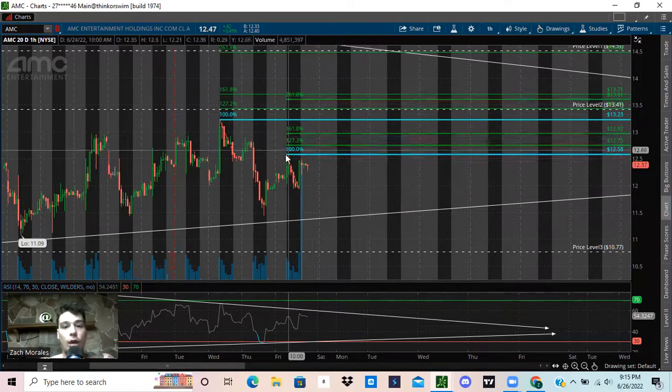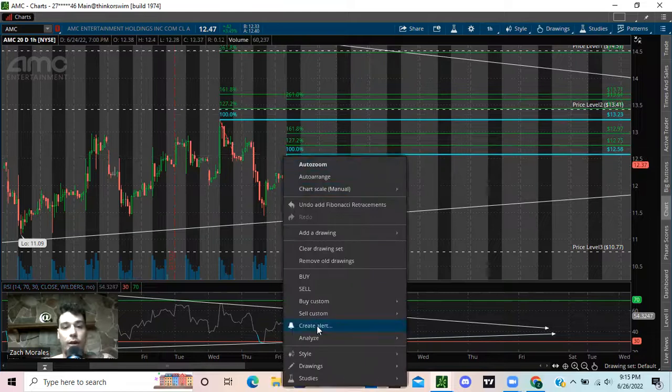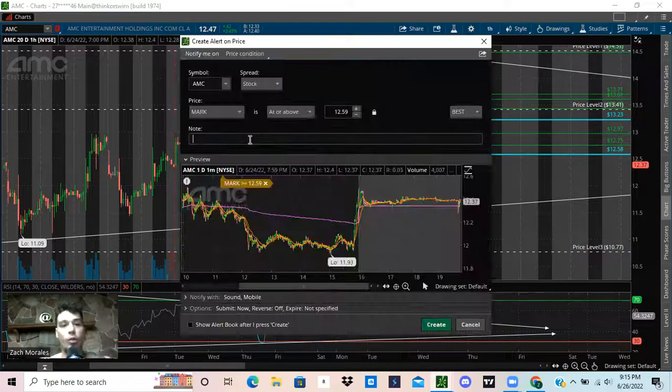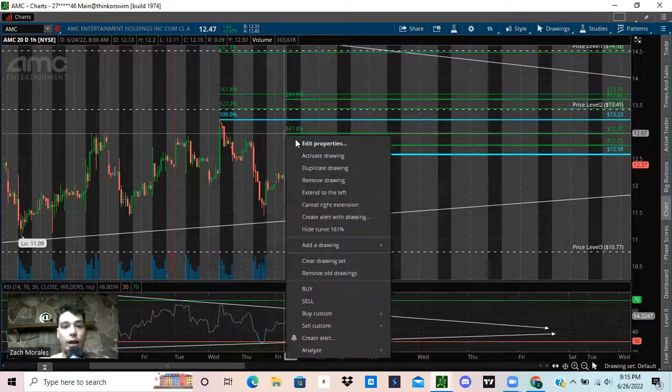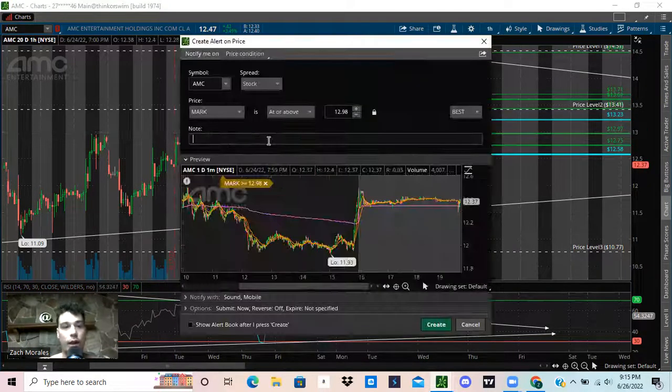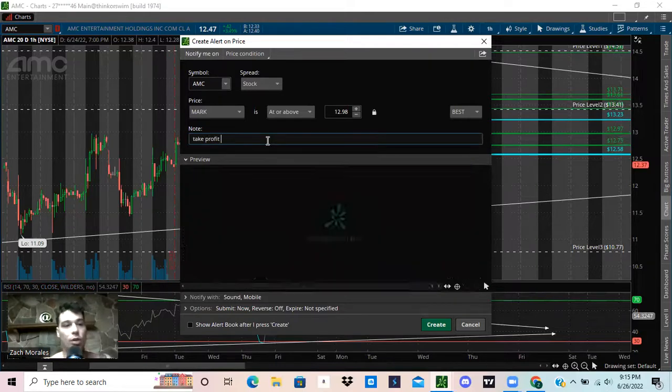The best thing to do, what I love to do, is come here and create some alerts at my breakout level, right? At or above, and you can put "enter long position." And have yourself a nice little alert once that comes up, and you can set an alert at each one of your take profit zones. And you can put, "hey, take profit" in here.